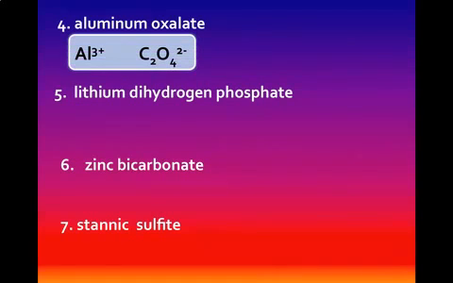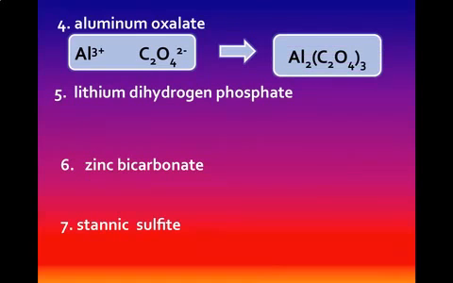Some more practice. Aluminum is a +3 and oxalate is a -2. I'm going to do my crossover trick. That gives me 2 aluminums and C2O4, and that needs to be in parentheses because I need 3 of those ions.